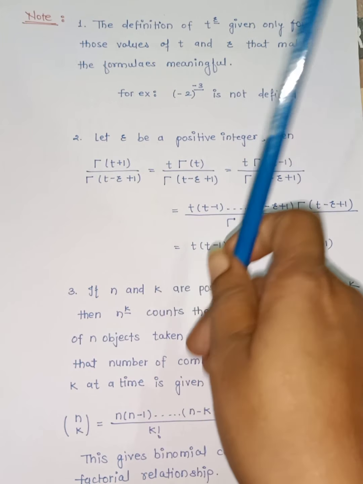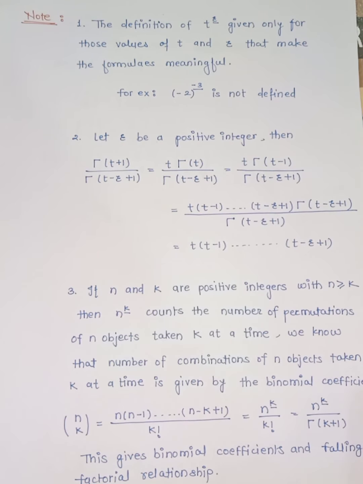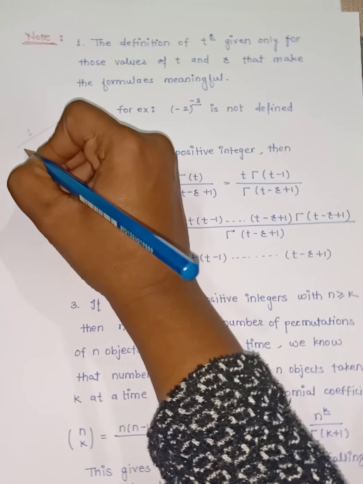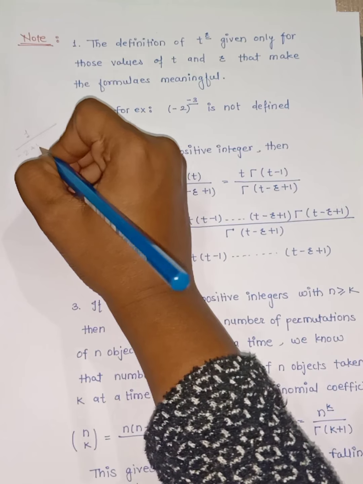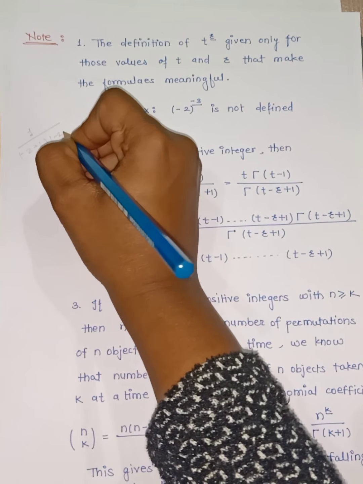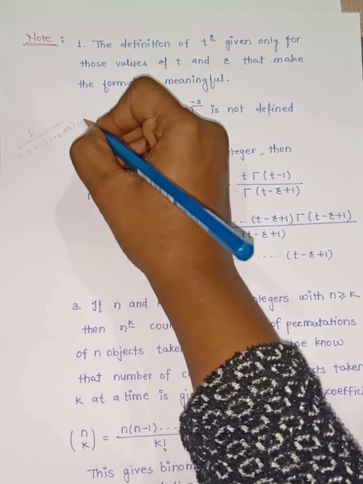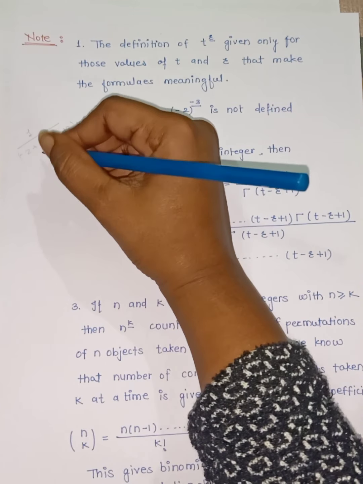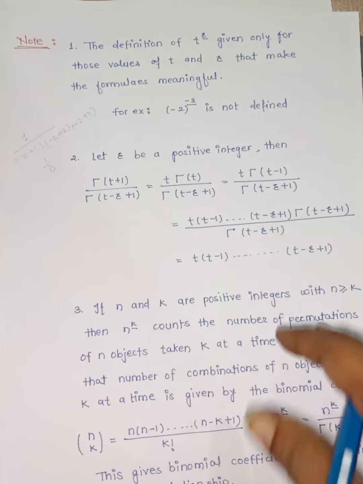Why? If we solve it and see, what will we get? 1 upon minus 2 plus 1, minus 2 plus 2 and minus 2 plus 3. So here we will get 0. So 1 by 0, that is not defined.